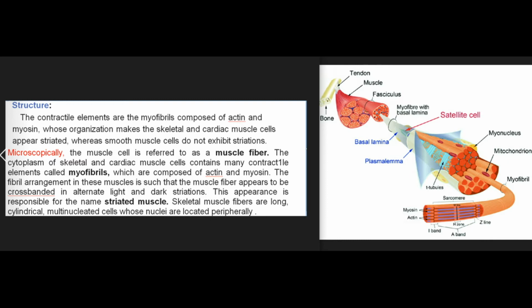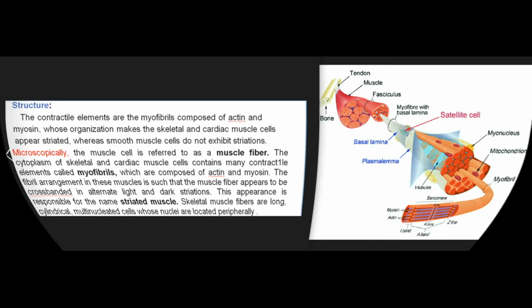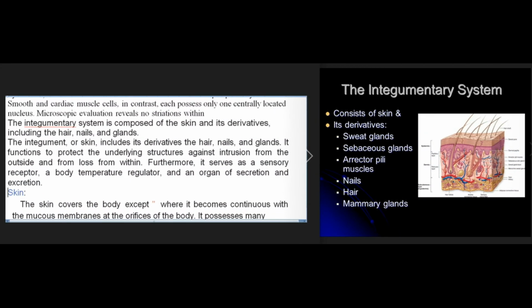Microscopically, the muscle cell is referred to as a muscle fiber. The cytoplasm of skeletal and cardiac muscle cells contains many contractile elements called myofibrils, which are composed of actin and myosin. The fibril arrangement in these muscles is such that the muscle fiber appears to be cross-banded in alternate light and dark striations. This appearance is responsible for the name striated muscle. Skeletal muscle fibers are long, cylindrical, multinucleated cells whose nuclei are located peripherally. Smooth and cardiac muscle cells, in contrast, each possess only one centrally located nucleus.